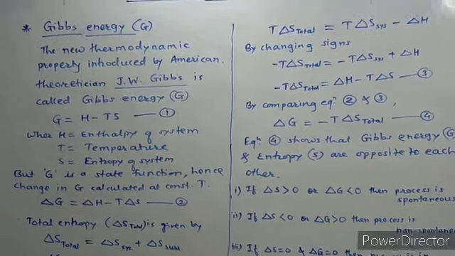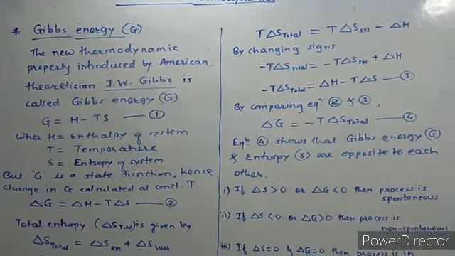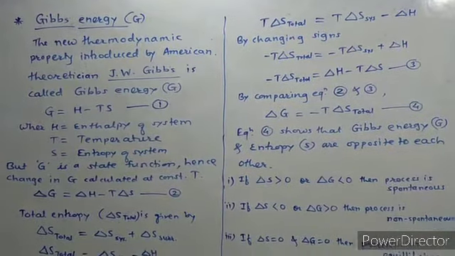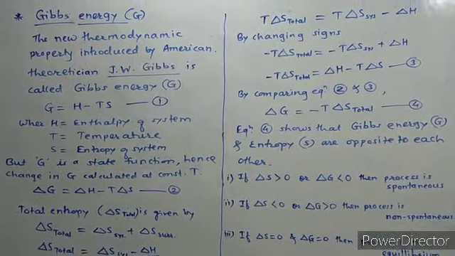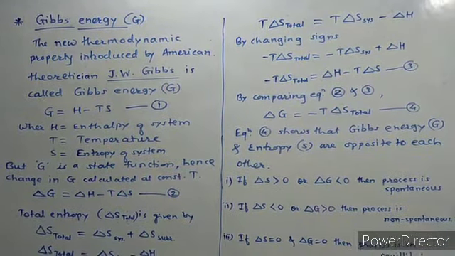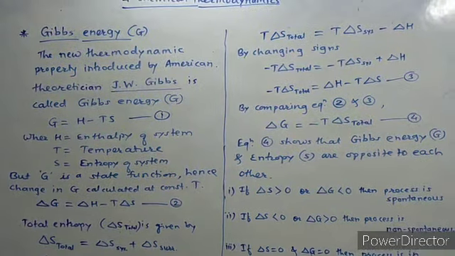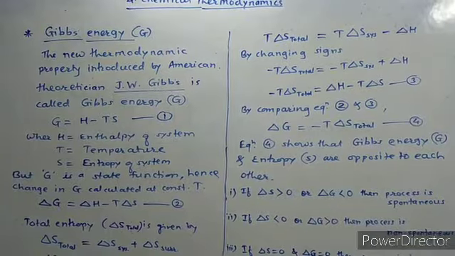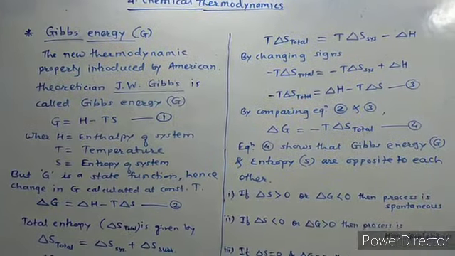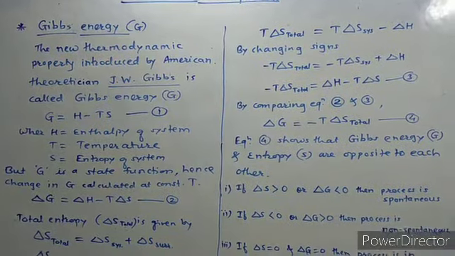Another new property, that is Gibbs energy. The new thermodynamic property which explains the spontaneity of the reaction or the system, introduced by the American theoretician J.W. Gibbs, is called the Gibbs energy G. So G equal to H minus TS, equation number 1, where H is enthalpy of system, T temperature, and S entropy of system.